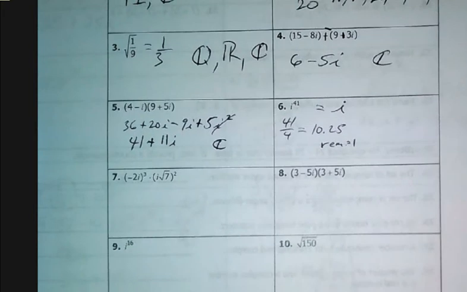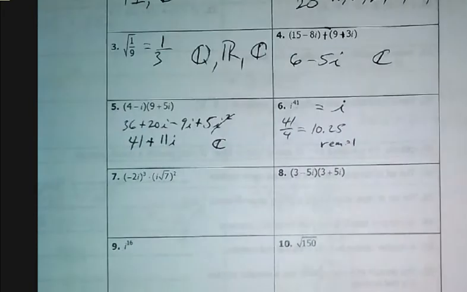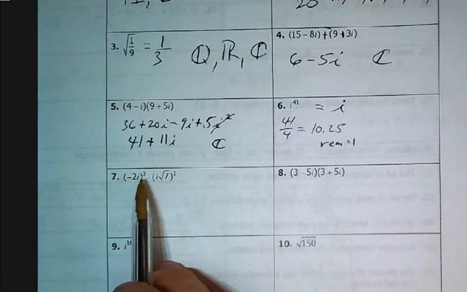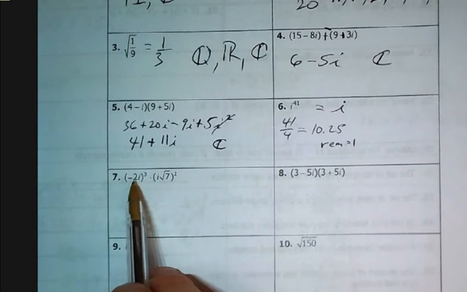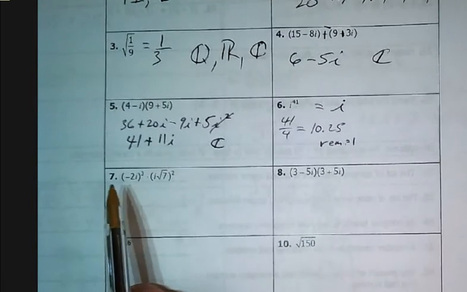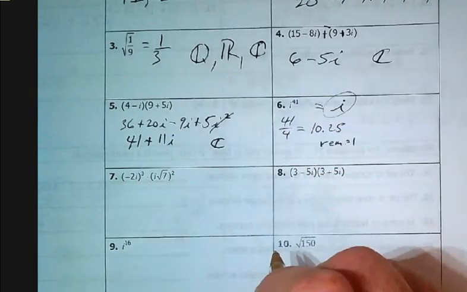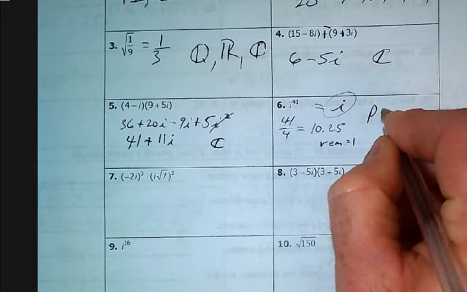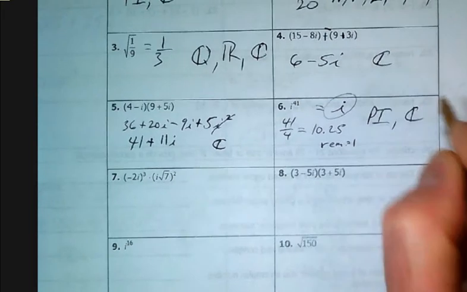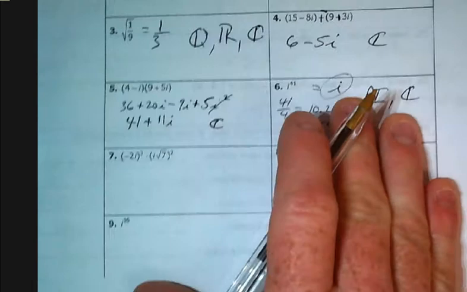Alright, number 7. Okay, we need to cube the negative 2. That's saying negative 2 times negative 2 times negative 2. Oh, I'm sorry. What is it? Complex and imaginary. Pure imaginary and complex. Very good. Alright, number 7.